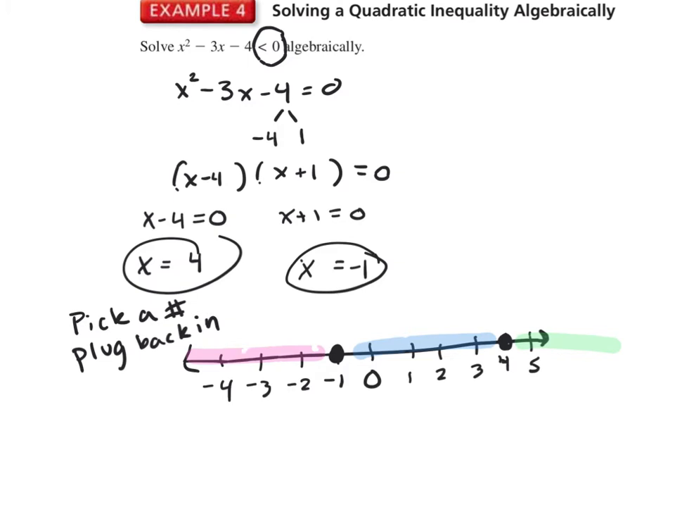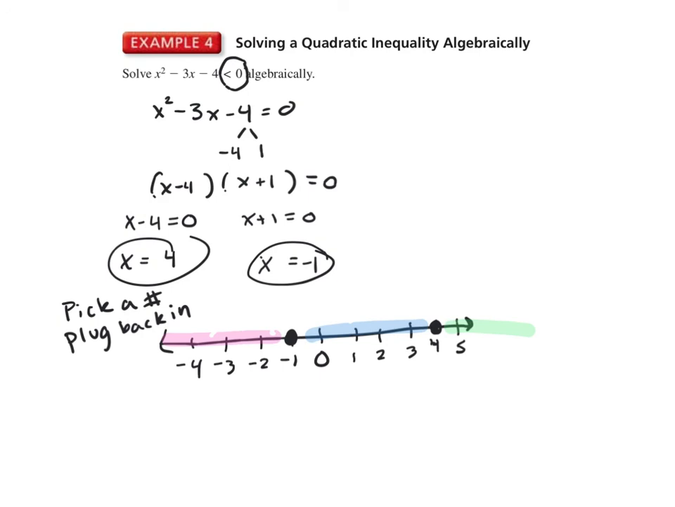We can pick negative, what did you say? Negative 2. So we're going to test negative 2 on our pink side. So we have negative 2 squared minus 3 times negative 2 minus 4 is less than 0.